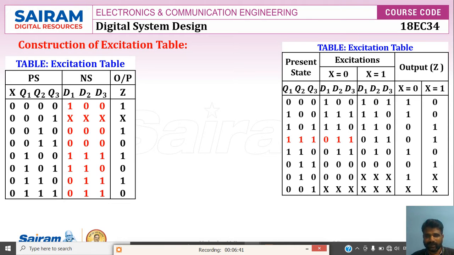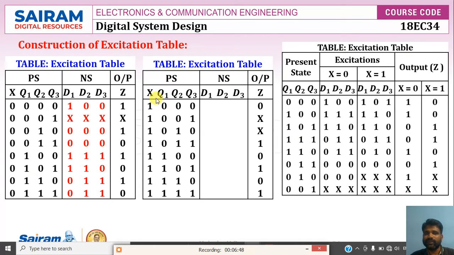And see this is for 8 possible combinations. Another 8 possible combinations are there. So this is when X is equal to 1. Okay, these are the another 8 possible combinations.